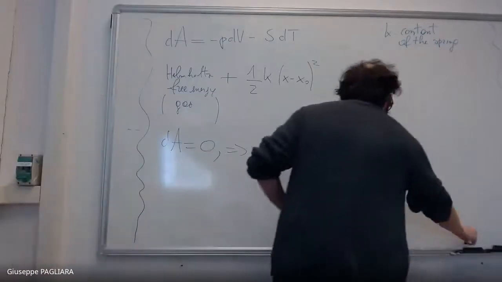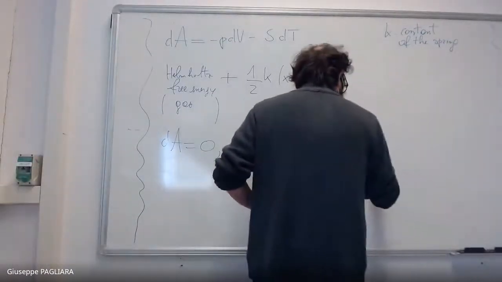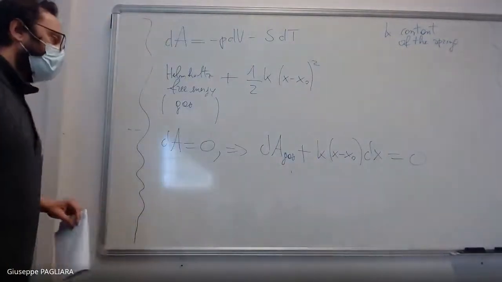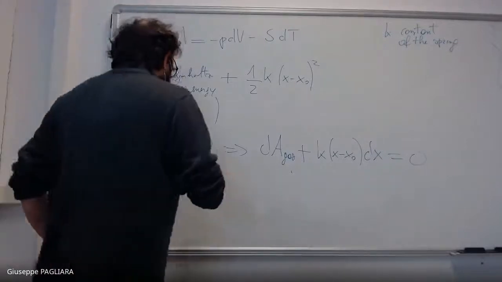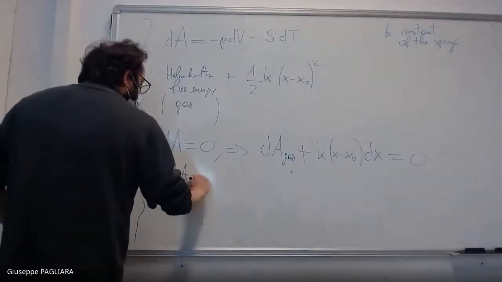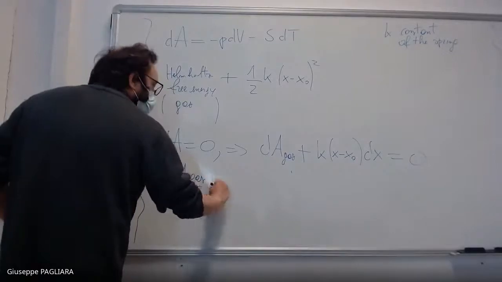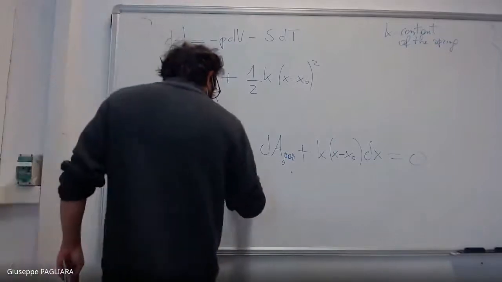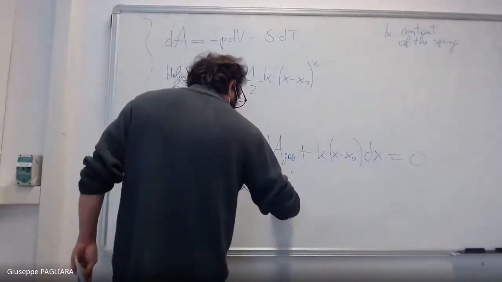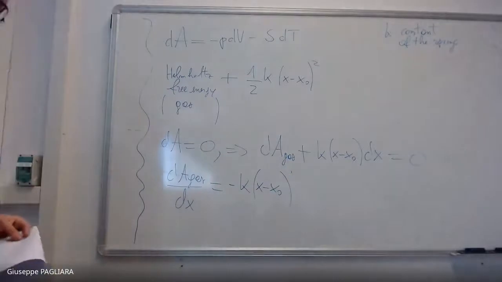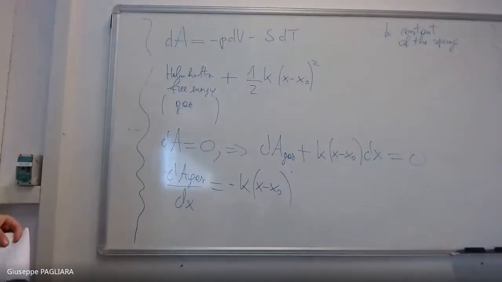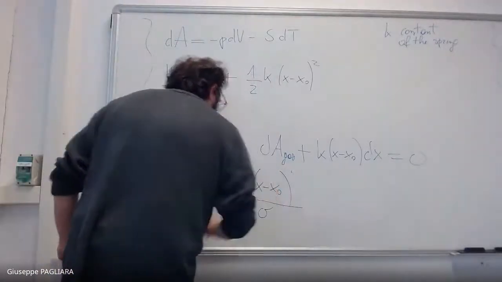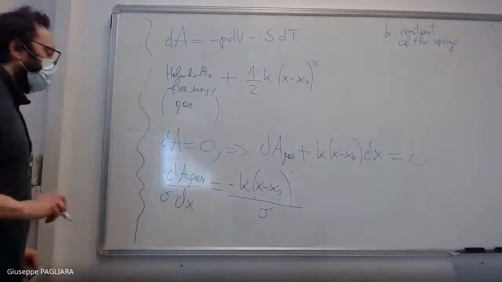Sorry, I have to differentiate, therefore there is a dx missing here, of course. And those are the two differentials. Now, from this equation, I get that dA gas divided by dx is equal to minus k (x minus x0). Now, let me divide by the surface of the piston, which was sigma, to the right and to the left.